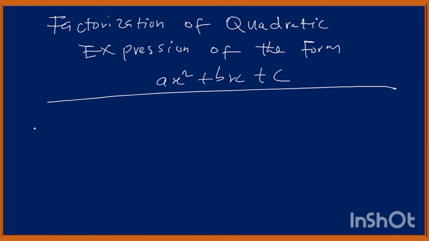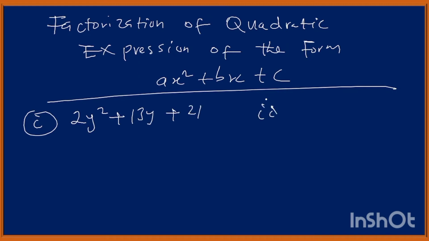So let's look at examples. We're going to be solving a few examples, maybe 3 or so, to create better understanding. The first one is 2y squared plus 13y plus 21. We're also going to look at another one, which is 4 plus 19x minus 21x squared.